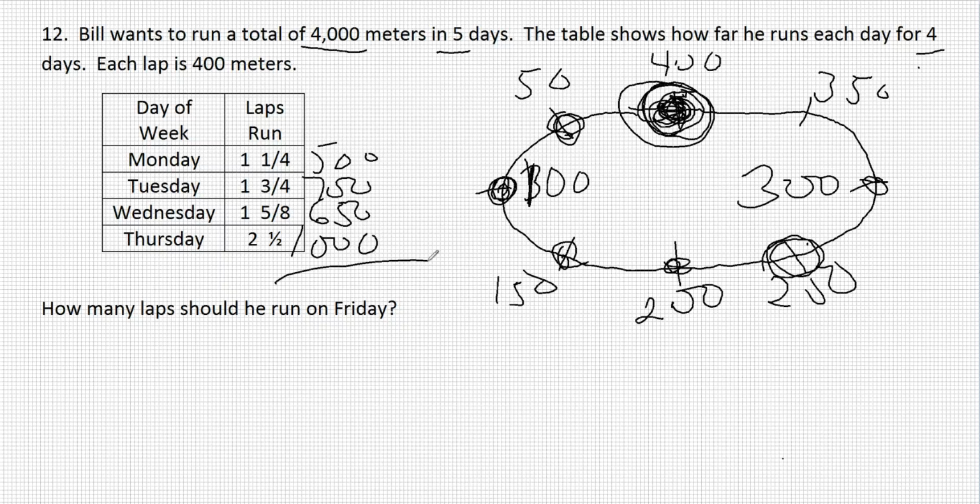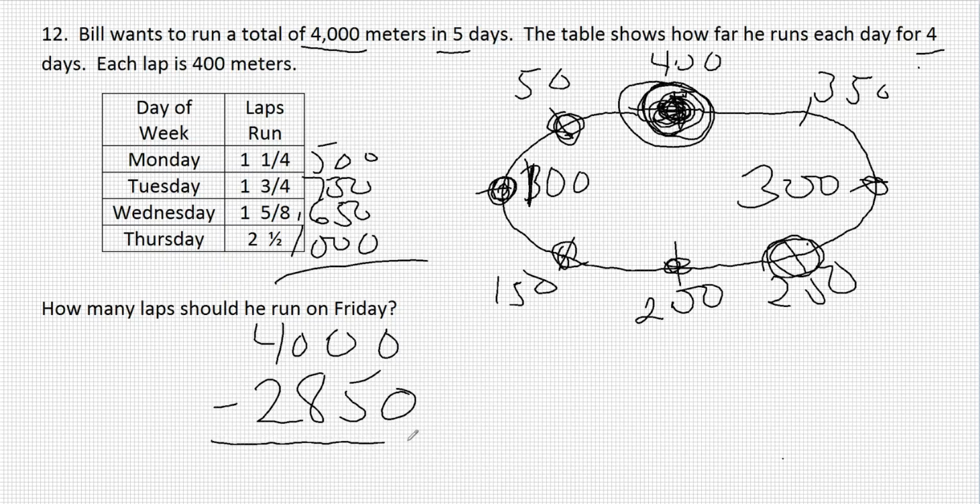Let's add all those up. 5 and 0 is 5, 6 plus 7 is 13, plus 5 is 18, and then we end up with 2,850 so far in 4 days. He wants to go a total of 4,000, so let's find out what he's got left. Let's borrow, and that means he has this much left. 9 minus 8 is 1, 3 minus 2 is 1.